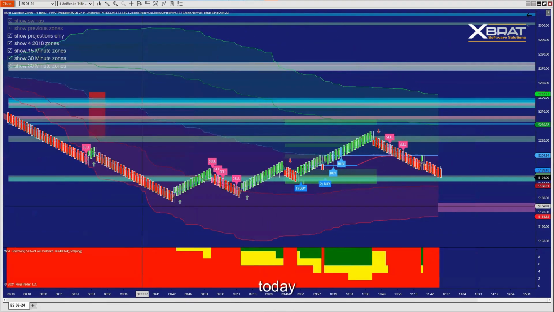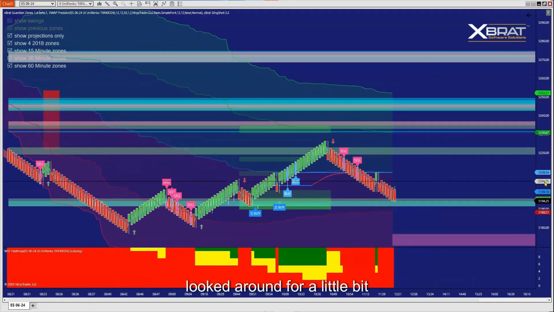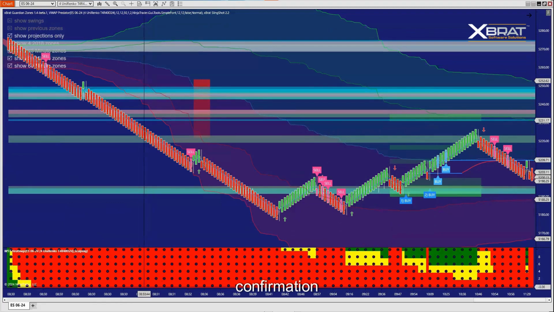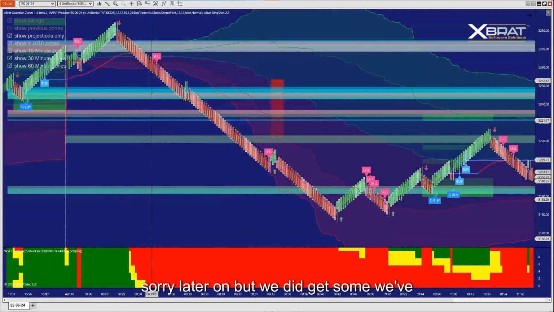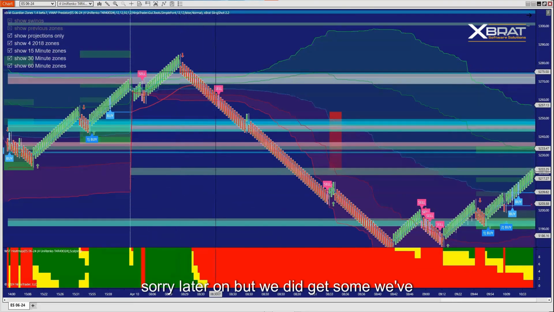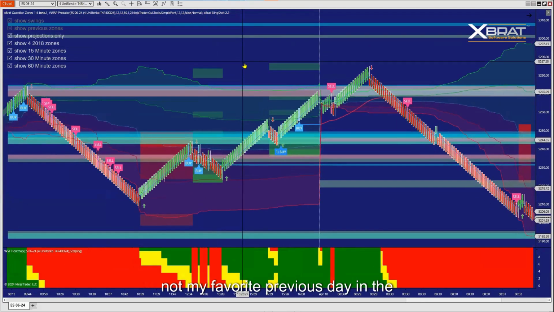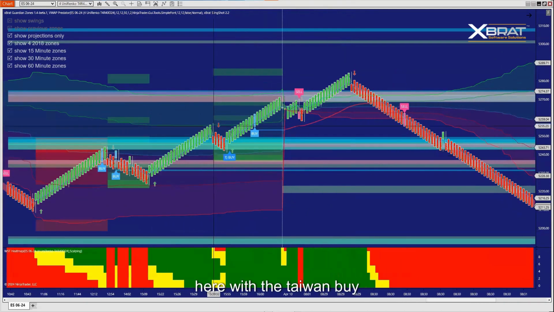So ES today, looked around for a little bit. Not great setups today because we didn't get confirmation early doors. Sorry, later on, but we did get some. We got some sell signals of VWAP Predator here. Not my favorite. Previous day in the afternoon, there was a great signal here with the type 1 buy.